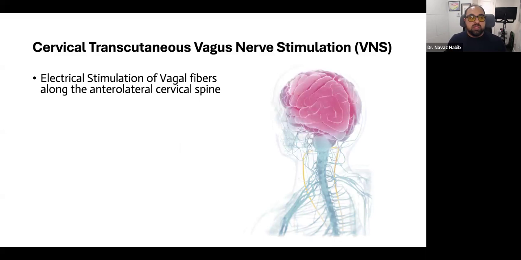And this is where cervical transcutaneous vagus nerve stimulation can really come in and provide some insight and some support to the vagus nerve. Electrical stimulation of the vagus nerve fibers along those areas in the anterolateral cervical spine area. If you find your pulse, you found your vagus nerve within a few millimeters. What makes that so beneficial is it's so easy for patients to find.